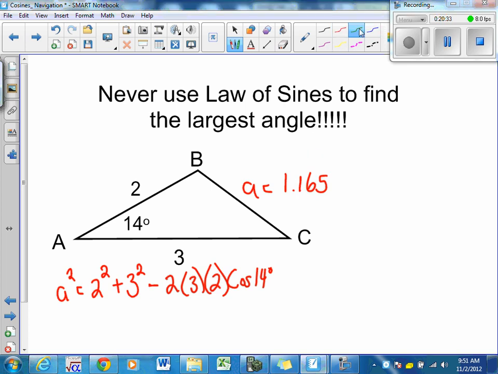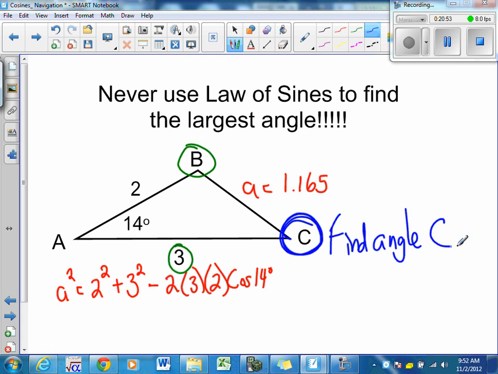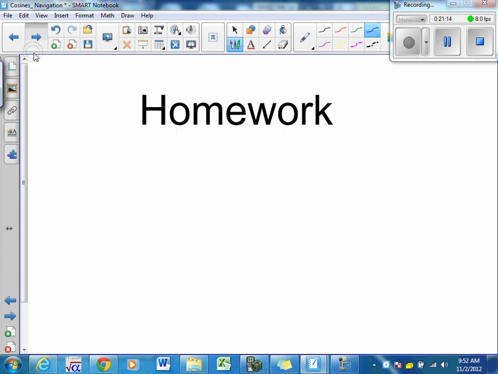If I now want to find an angle with the law of sines, which is what I have to do, I only have one choice. 3 is the biggest side. So B is the biggest angle. That means I have to find angle C. C is the middle angle because it's the middle side. So I have to find angle C. Don't find the largest angle using the law of sines. So whenever we do law of cosines, we do law of cosines one time, then we can revert back to what we already know how to do, which is law of sines.